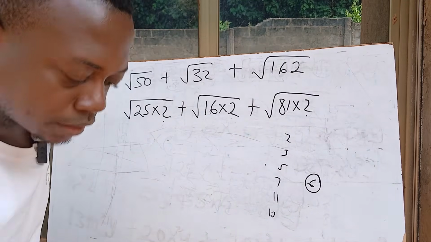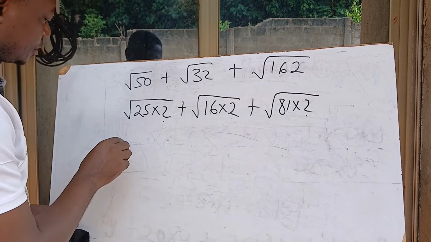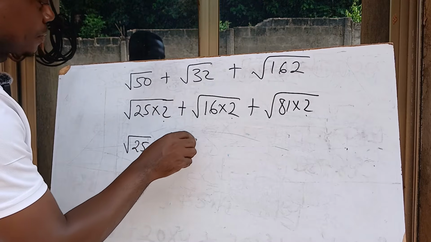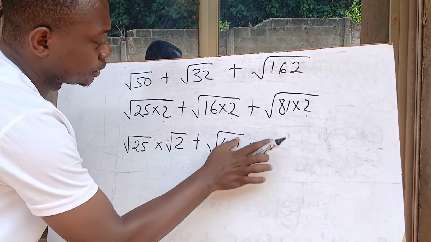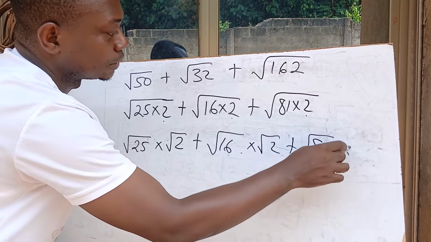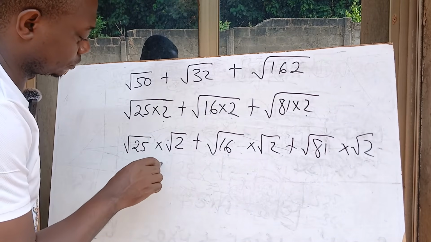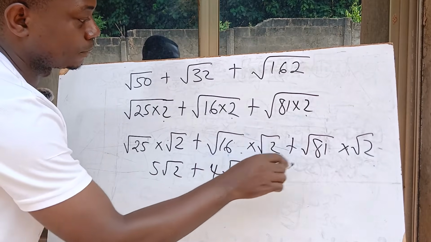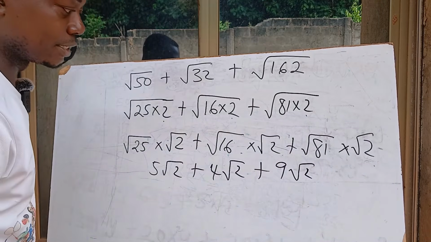Now from here, we can write this one as square root of 25 times square root of 2 plus square root of 16 times 2 plus square root of 81 times 2. Now this one is perfect. That will be 5, so 5 with square root of 2, 4 with square root of 2, then we have 9 with square root of 2. So square root of 81 is 9.